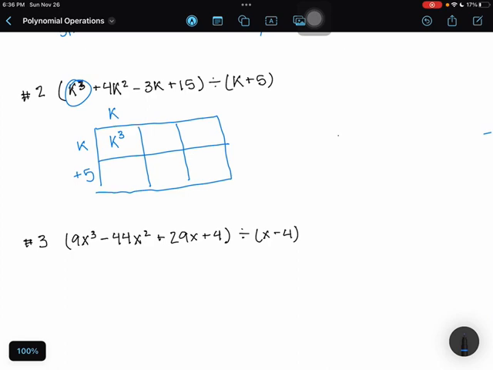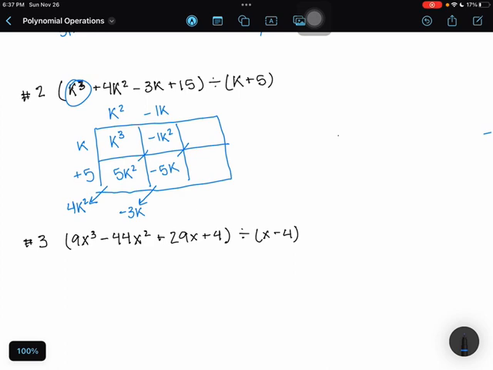What do I multiply k by to get to k to the third? That's k squared. So k squared times 5 would be 5k squared. But I don't need 5k squared. I know from my original problem that I need both of these to be 4k squared. So to get from 5 to 4, I have to subtract 1. So this would be a minus 1k squared. And k times negative 1k would give me negative k squared. So negative 1k times 5 would be negative 5k. But I don't want it to be negative 5k. I need a negative 3k like it says in my problem.